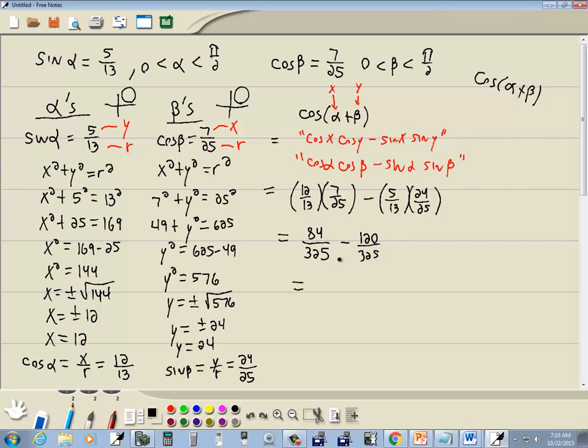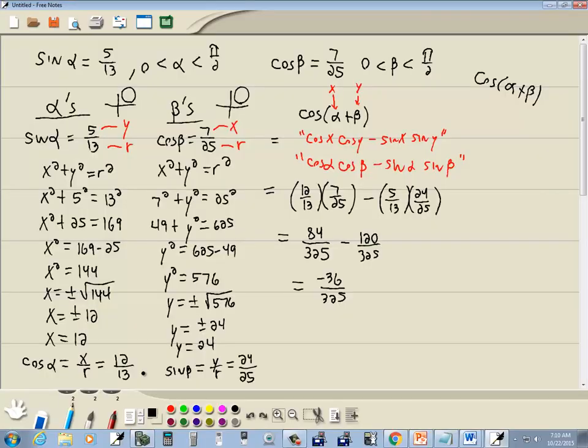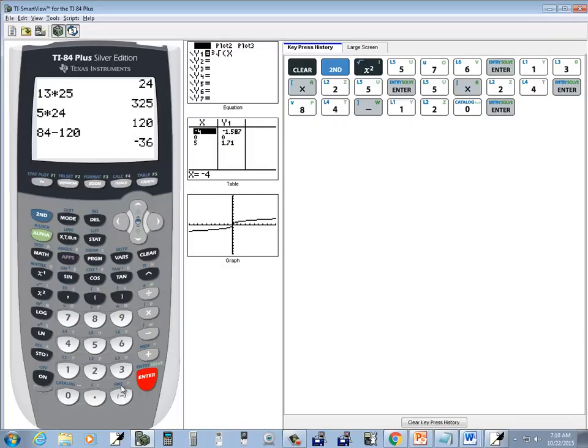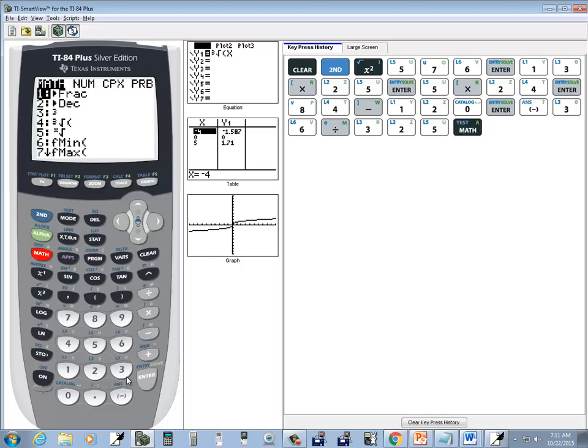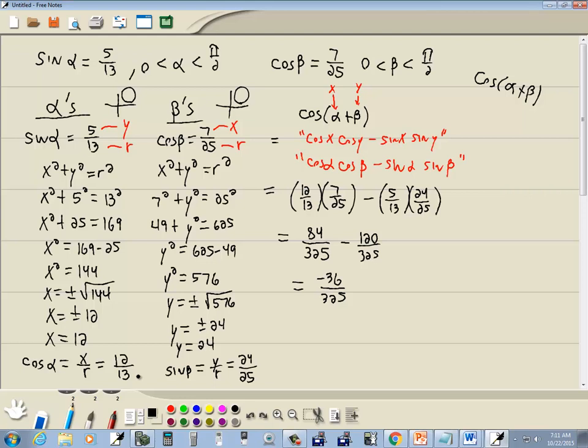And subtract the top parts, negative 36 over 325. Now the question is whether that simplifies. I could spend some time trying to figure it out, or I could simply put it in my calculator. Negative 36 divided by 325, and then do math, enter. And it doesn't simplify. So that would be our answer.